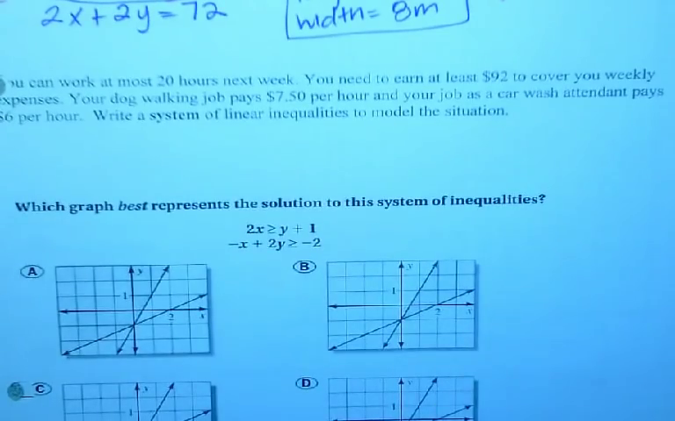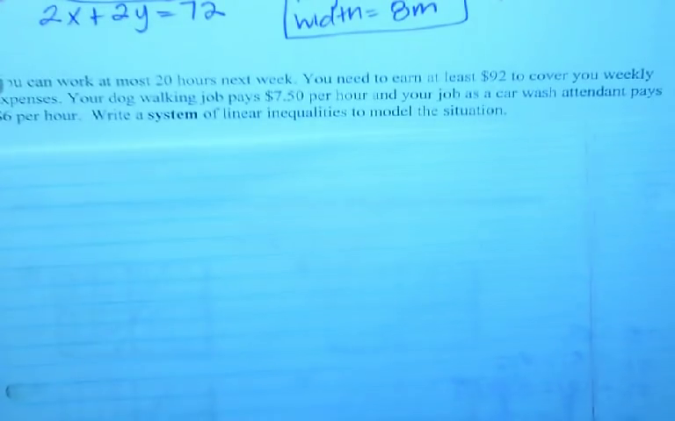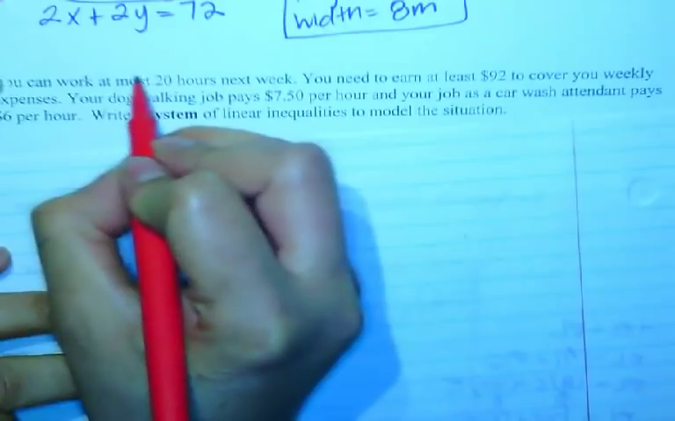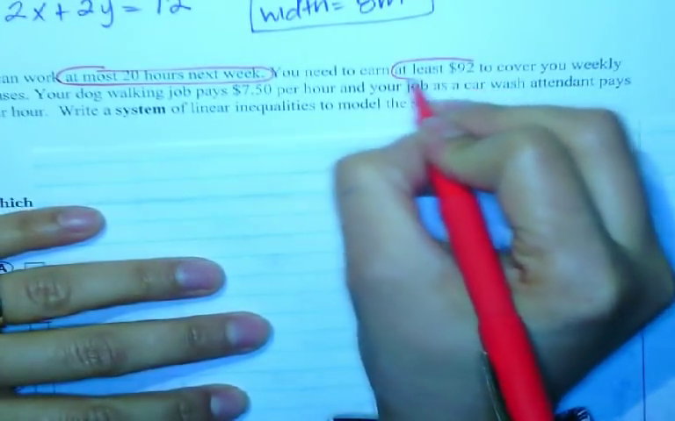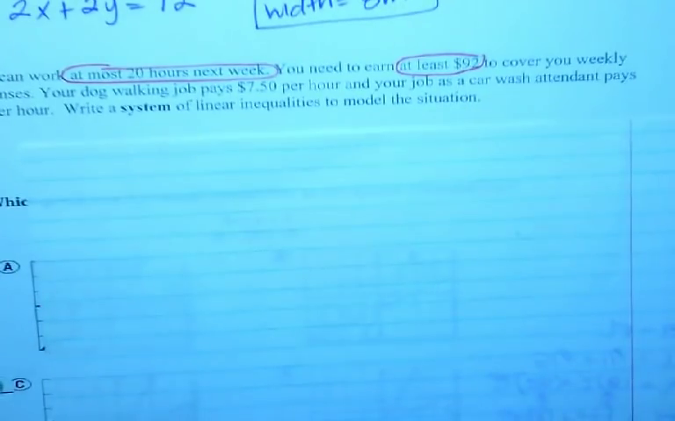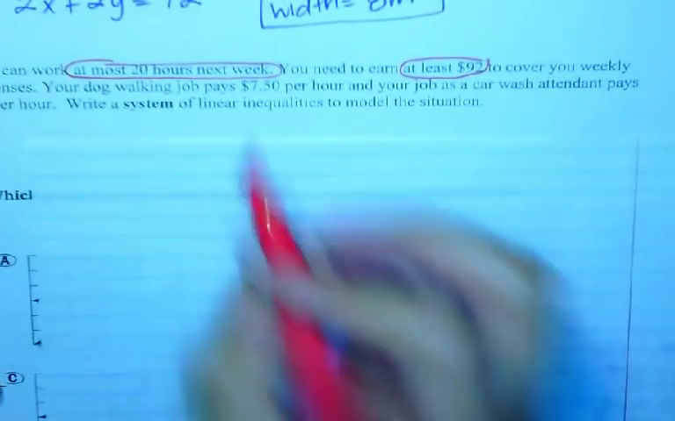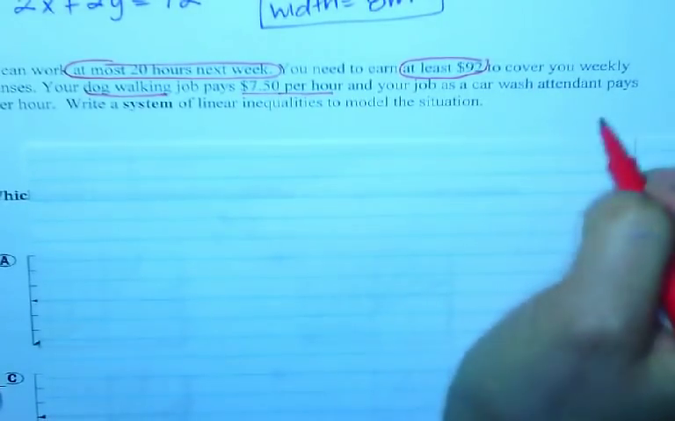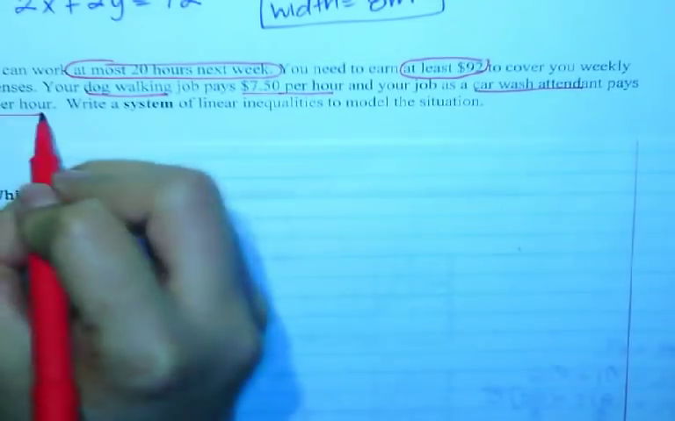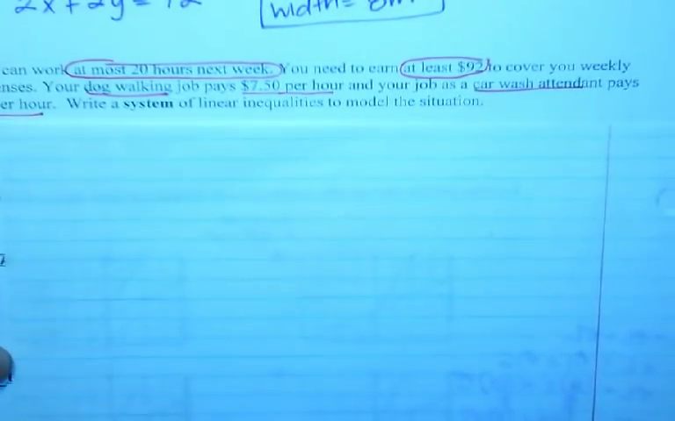Over here we have the next word problem. They tell us how many hours, and here when you see at most, you should already know, oh, okay, this is an inequality, right? You need to earn at least $92. Okay, and then they tell you what 2 jobs you have. You're walking the dog. Dog walking pays $7.50 per hour. And car wash attendant pays $6 per hour. And then you're going to write a system of linear inequalities. So you're talking hours, you're talking dollars.